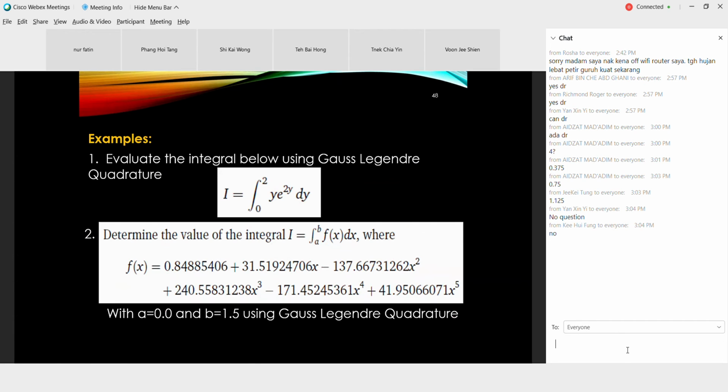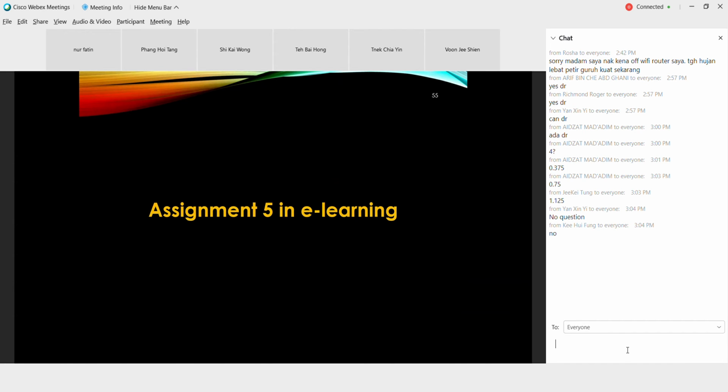Faham kan? Okay? So I hope you may try again and again this example for Gauss quadrature before we understand everything for numerical integration. So I want you to use and try this example. Evaluate the integral below using the Gauss-Legendre quadrature. Try this one and then the second example. Try by yourself. Usually this example is easy. If you're not sure, please directly ask me.